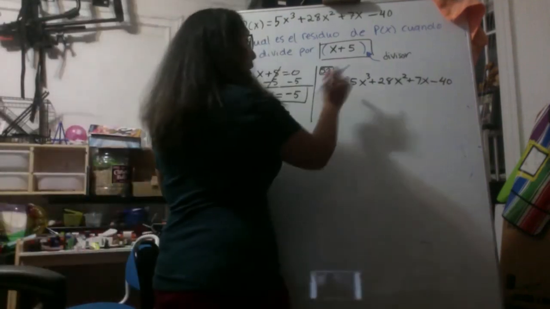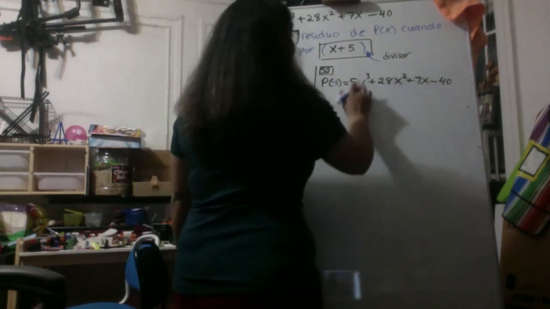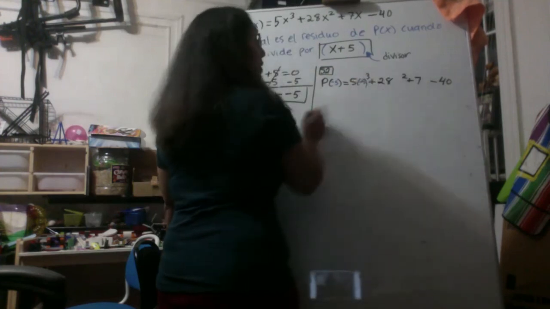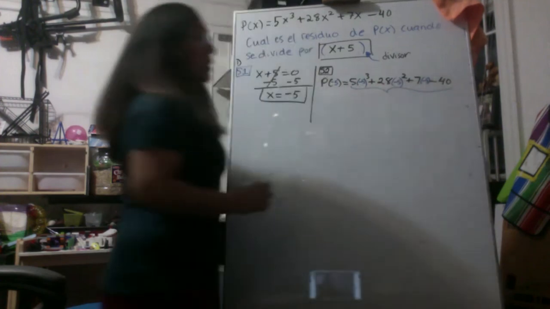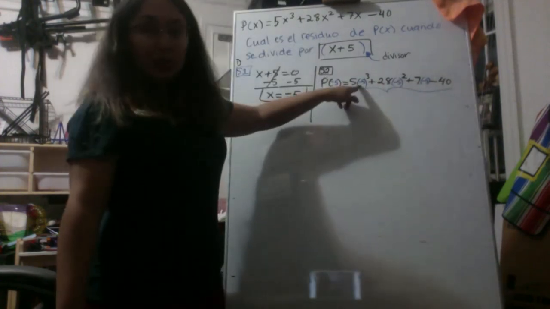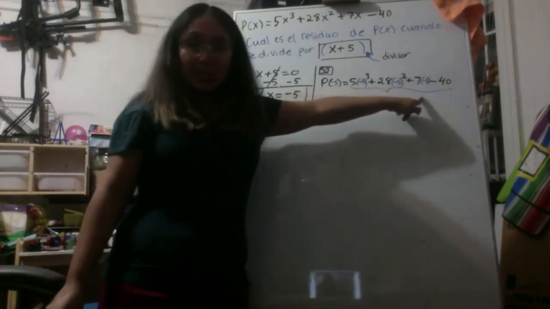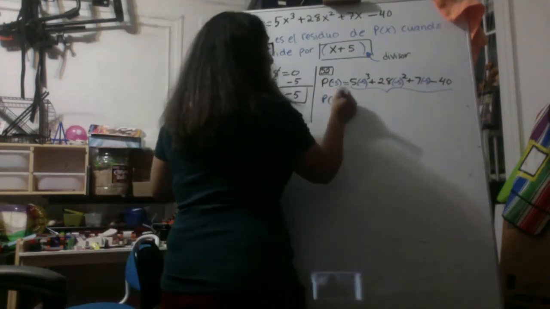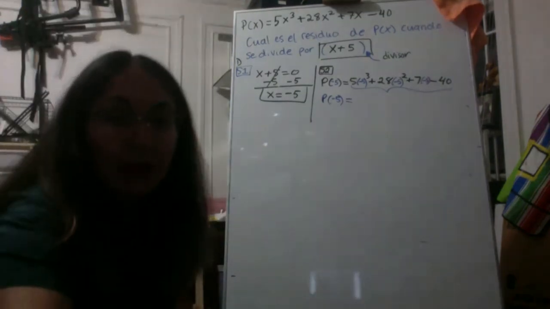Al lado izquierdo ya hay paréntesis, no tengo que poner otro, pero aquí en estas 3x no hay paréntesis, entonces voy a reemplazar por paréntesis, negativo 5. Entonces esta expresión, 5 por negativo 5 al tercer poder, más 28 por negativo 5 al segundo poder, más 7 por negativo 5 menos 40. Eso es lo que voy a poner en la misma website, ¿ok? Ahora voy a hacer share my screen.